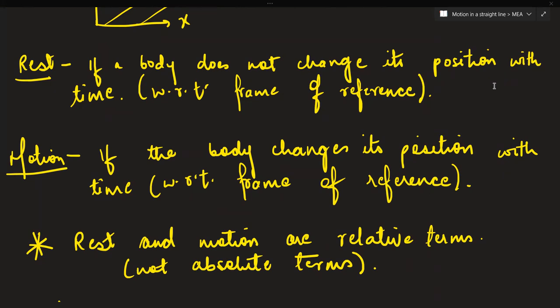Now, rest is a condition when the body's position does not change with time. Motion is a condition when the body's position changes with time. But both of these are with respect to a frame of reference. This means a body is at rest with respect to the frame of reference. Thus, the third person was at rest with respect to the second person, and the third person was in motion with respect to the first person who was on the ground. Right?